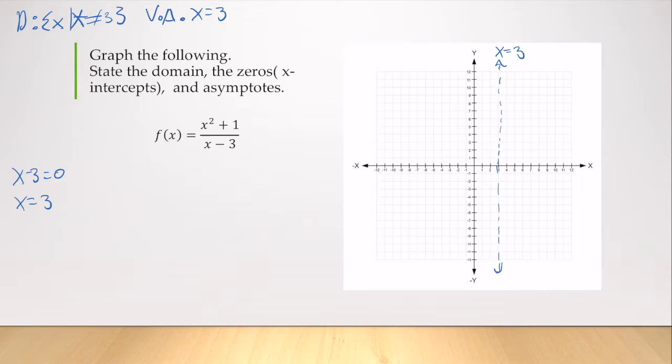Next, we want to find our other asymptotes. And that depends on the degree of my numerator, which is 2, and my denominator, which is 1. So the degree of my numerator is greater by exactly 1 than the degree of my denominator. So I'm going to have an oblique asymptote, and I find that by dividing my numerator by the denominator.